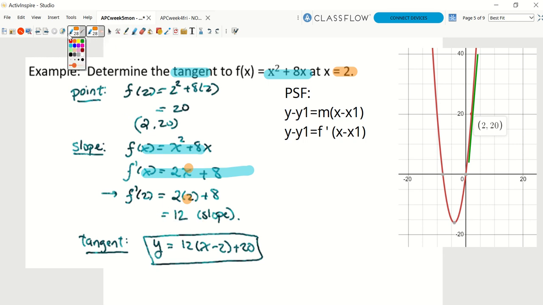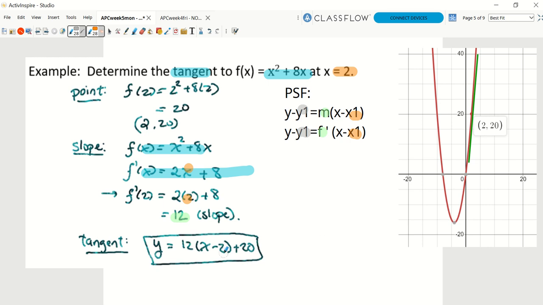So we're going to plug in 12 for the slope, in point slope form. We're going to plug in 2 for x sub 1, and for y sub 1, I'm going to plug 2 into the original f of x, and I get 20. 2 squared is 4 plus 8 times 2, which is 16. 4 plus 16 is 20. So I plug in 20 for y sub 1, then add 20 to both sides, and I get this final answer. So the equation of this green line, y equals mx plus b, is basically this.